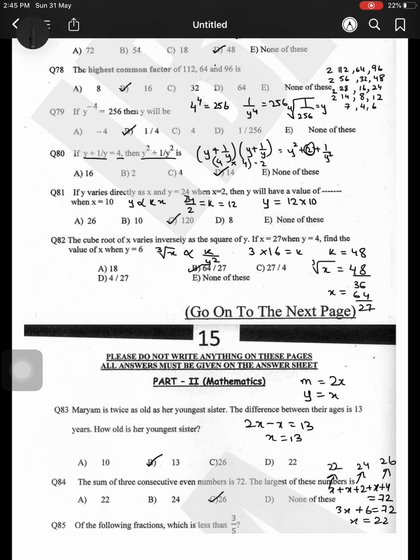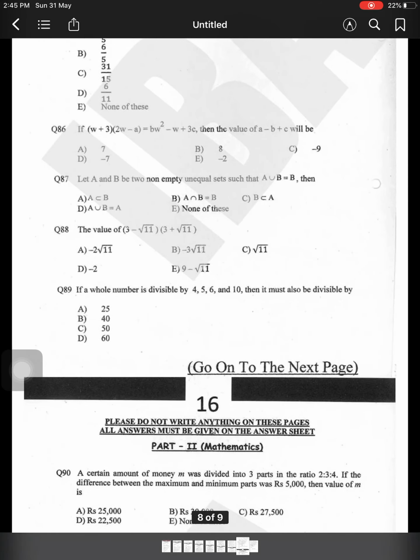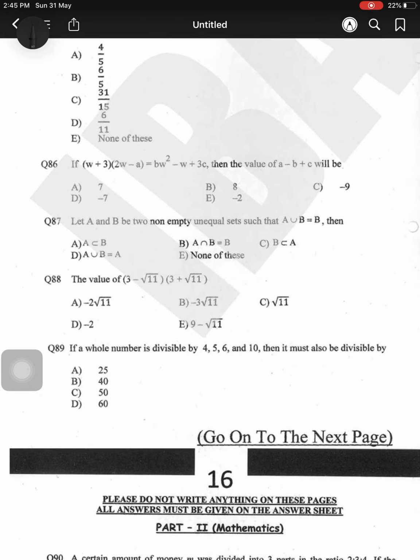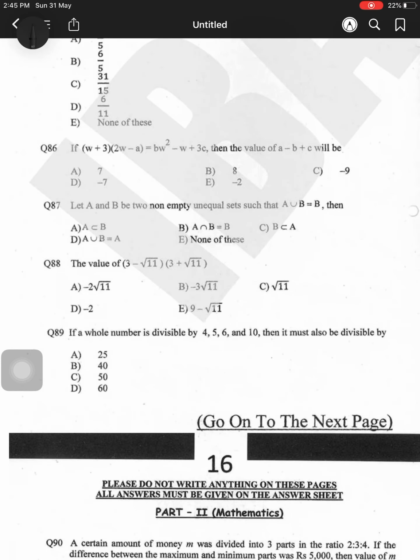In this next question, he says which is less than 3 upon 5. We know that 3 upon 5 is 0.6. So we have to find a number less than that. So D is going to be the answer, because it's going to be 0.5 something something, and we know that D is the answer. That makes complete sense. When you try out the other options, you'll see that it's not going to be that.